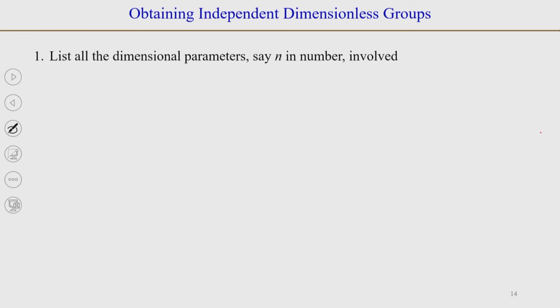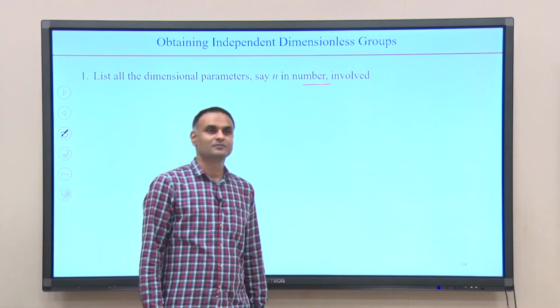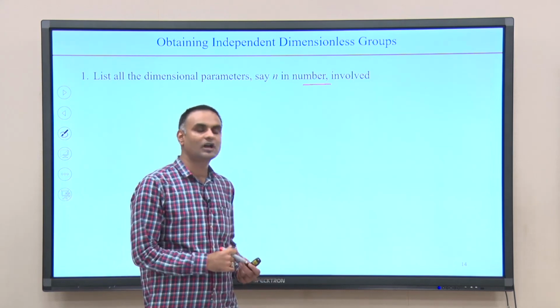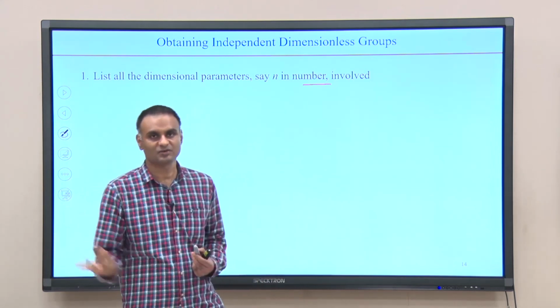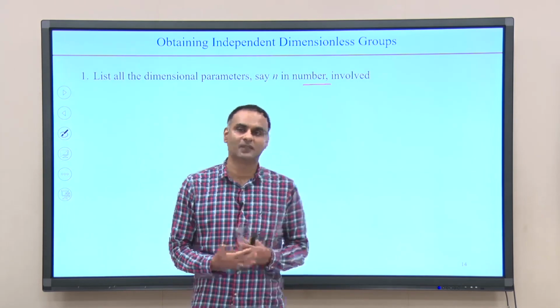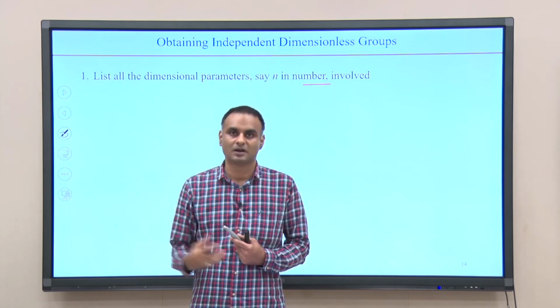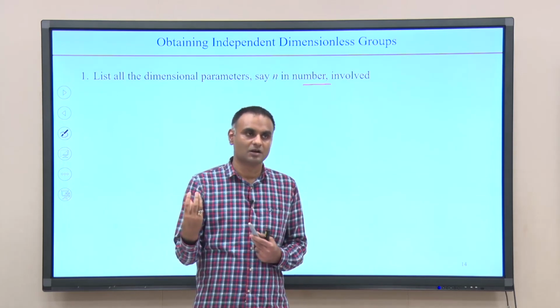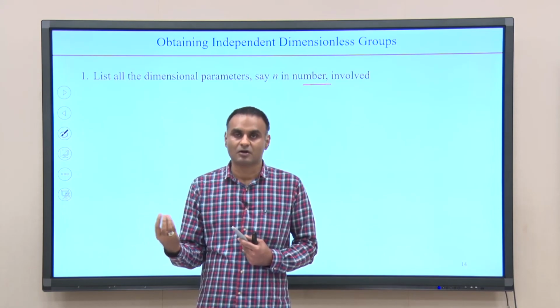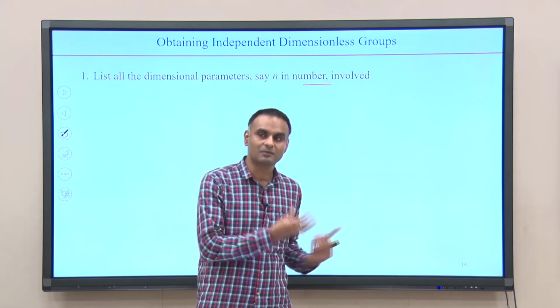So, to summarize, we will just go through all the steps that we have done for the problem. The first thing is that we should list all the dimensional parameters that are involved in the problem. If we are not given them in a problem, then we should list down all the parameters. We should think first in terms of geometry. What are the geometrical parameters that are important for a problem? For example, the diameter of a pipe, the diameter of the body over which the flow is happening, the diameter of a cylinder, or the diameter of a sphere.